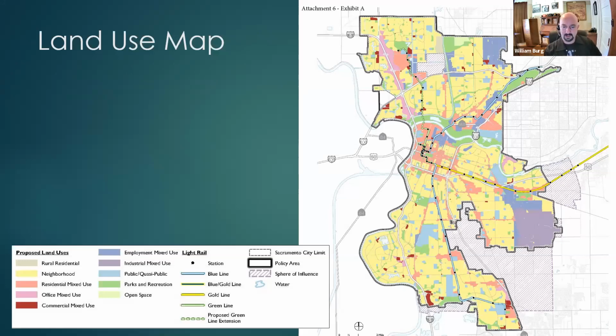But this is the land use map. This is the 2040 land use map, and you can see that there are a smaller number of colors here, and that's very deliberate. There were 27 different land use categories in the 2030 plan. What the 2040 update wants to include is only 11. So instead of suburban neighborhood, low, medium, high, and traditional neighborhood, low, medium, high, there's just neighborhood.